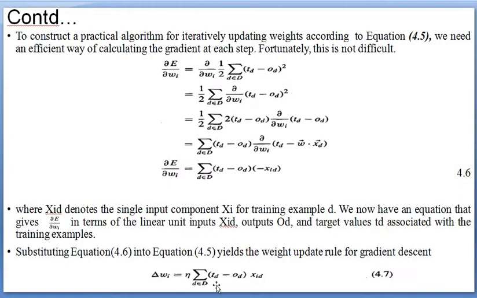This one, where it is a summation of the target output minus the output that we have calculated into the input weight. Okay, so this is the gradient descent weight update rule. We are calling it the gradient descent weight update rule.